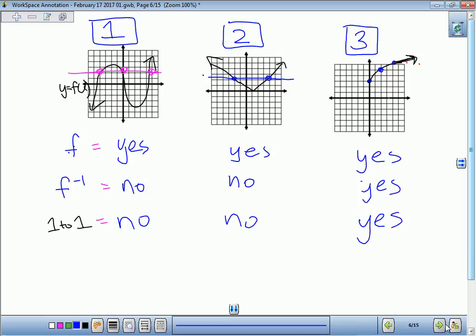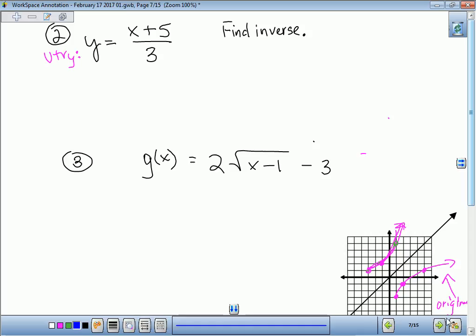We did that yesterday. Yeah, we sure did. We talked about it on the graph.